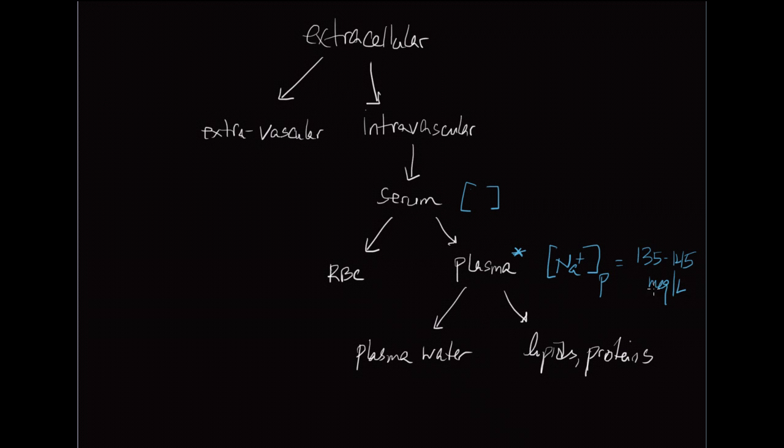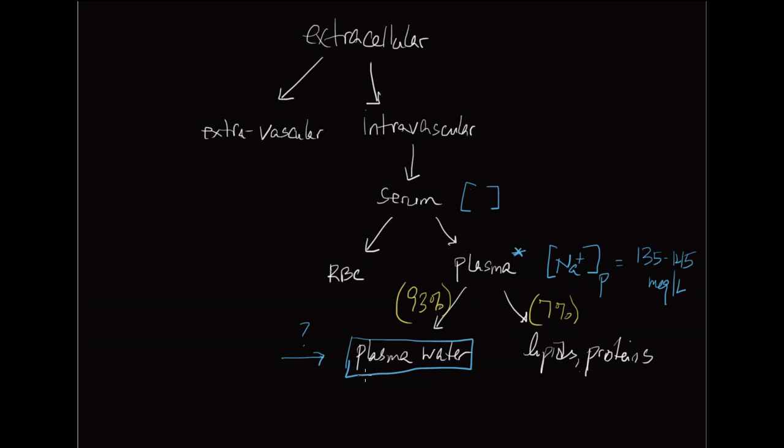Okay, so we've established the sodium concentration that we're measuring. We're measuring plasma sodium concentration. But it turns out that all of this sodium is not evenly distributed between plasma water and lipids and proteins. Even though we're measuring the plasma concentration of sodium, almost all of this sodium, all of the milliequivalents of this sodium are found here in plasma water. So how much sodium is actually found here? What's the concentration of sodium in plasma water? Well, to figure that out, we need to know how plasma is divided into these two components. It turns out that 93% of plasma is plasma water, and therefore 7% is about lipids and proteins.